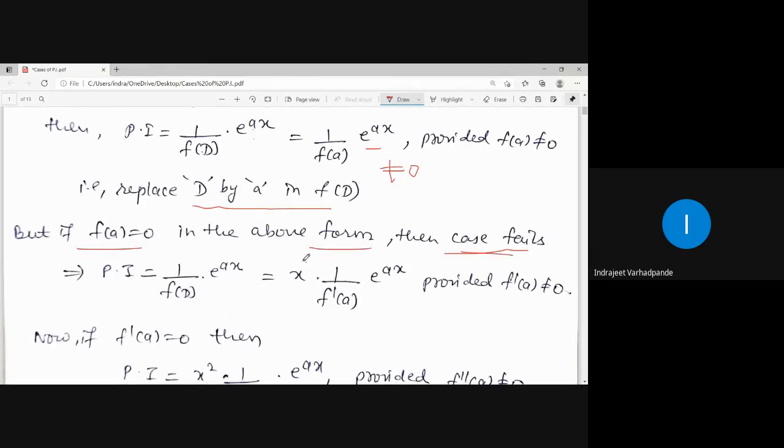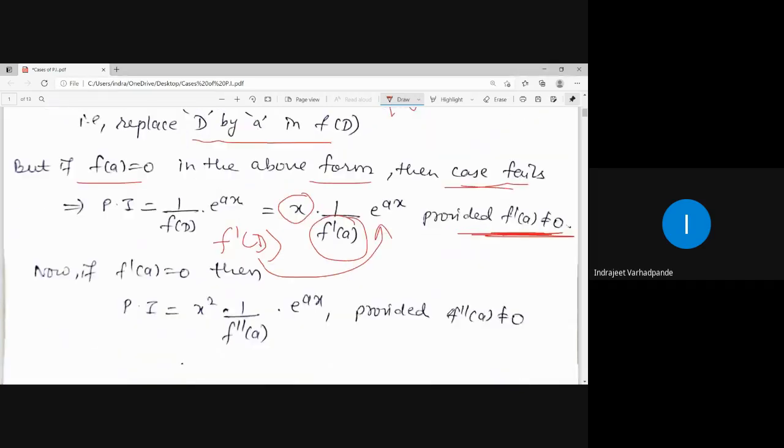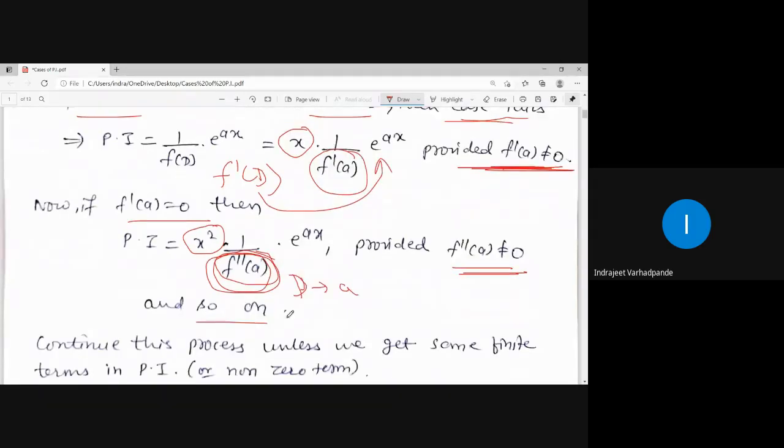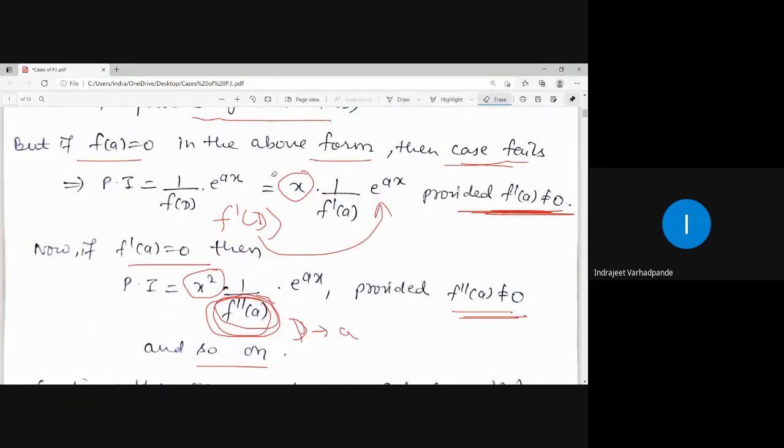What you have to do? Multiply by x, differentiate the denominator, that is f dash of D, and replace D by a, provided this denominator again is not equal to 0. If it is again equal to 0, keep on multiplying by x and go on calculating the additional derivatives one after the other successively by putting the value of D as a. Here also, provided f double dash of a is not equal to 0, right? And so on. So that is how the situation is.